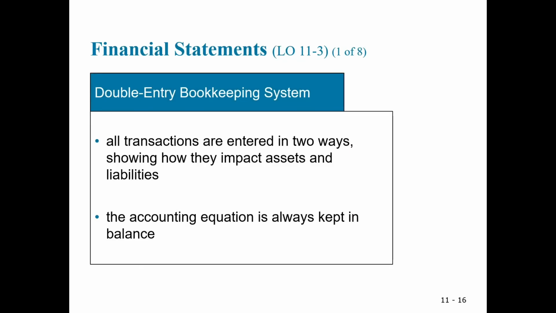Double entry bookkeeping system. All transactions are entered in two ways, showing how they impact assets and liabilities. Any transaction that decreases liability or owner's equity increases on the debit side. Any transaction that decreases assets increases on the credit side. At the end of the cycle, debits and credits must balance. Therefore, the accounting equation is always kept in balance.